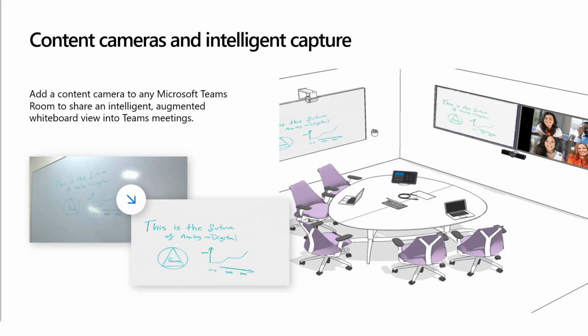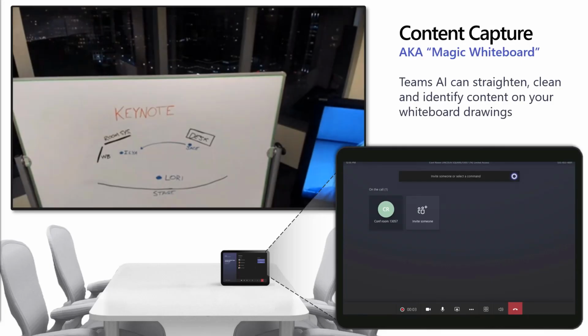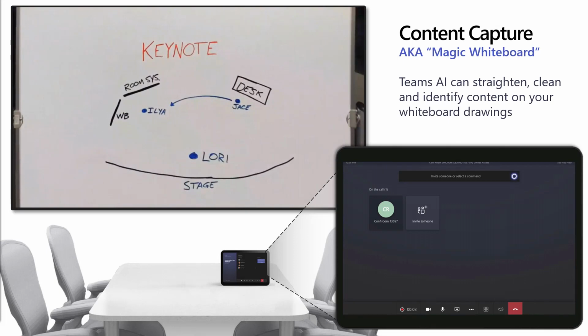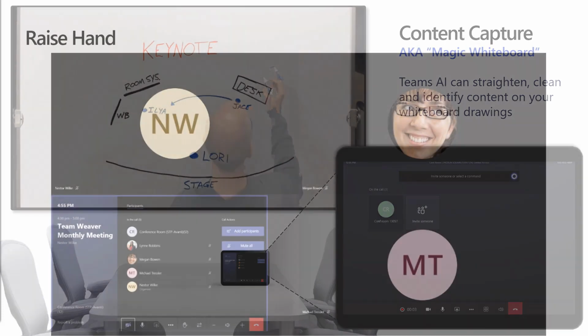Content cameras and intelligent capture give you the ability to share a traditional whiteboard into a meeting. A specific camera is used within Teams Rooms to capture the whiteboard image and to optimize the view for remote participants. The content camera will center the whiteboard onto the screen and then display the information to the remote attendees. If an in-room presenter walks in front of the whiteboard, remote attendees will still be able to see the full whiteboard. This content camera, or the Magic Whiteboard, is a wonderful feature for Microsoft Teams Rooms.